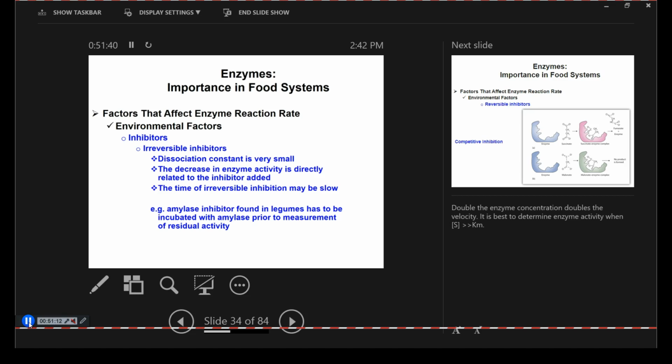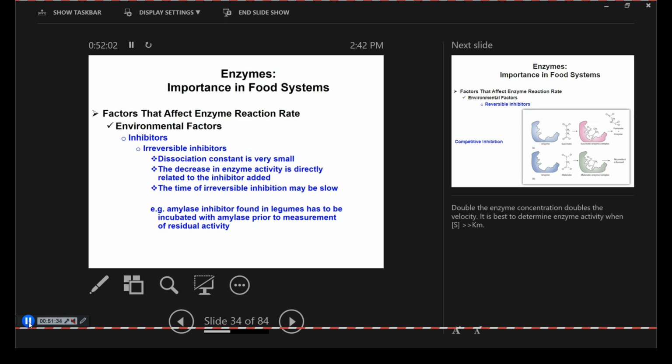Other factors: inhibitors, the presence of inhibitors. We have two types, or two categories, of inhibitors. Irreversible inhibitors, once they're there, they bind, and there's no way they will be released. That means their dissociation constant is very, very small.